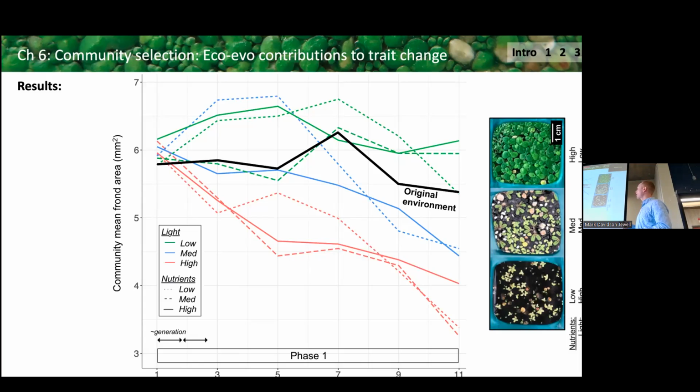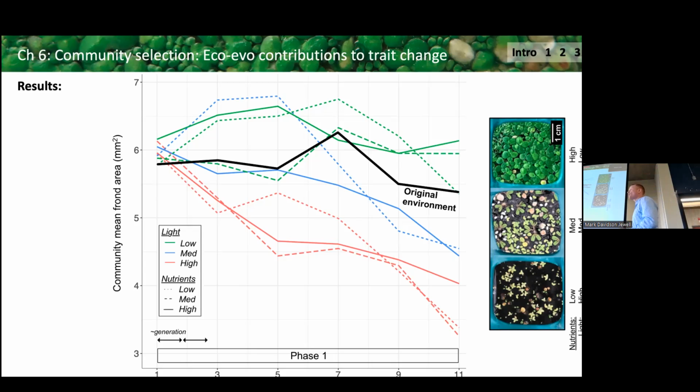So in the original environment, frond area remained relatively constant. However, environment did have a huge impact on community mean frond area, specifically with light. So green is low light, you had large fronds, blue is medium light, medium-sized fronds, and red is high light, you had small fronds.